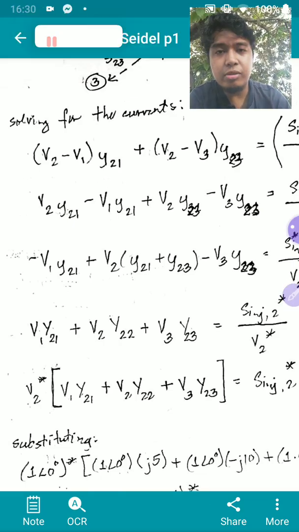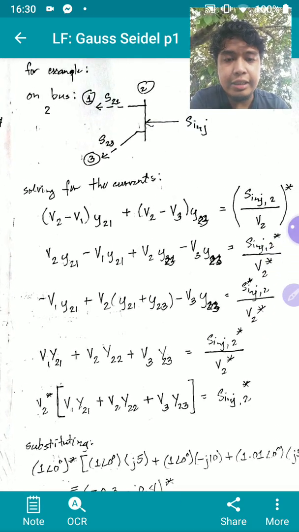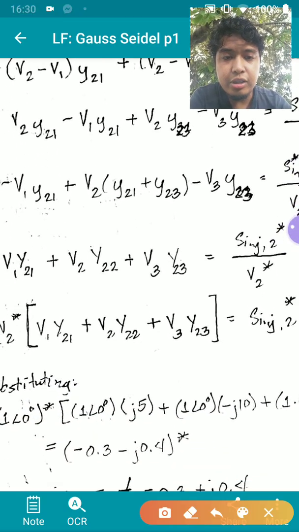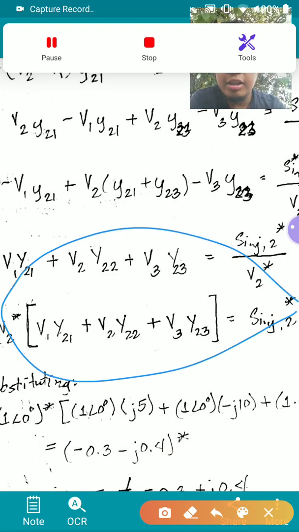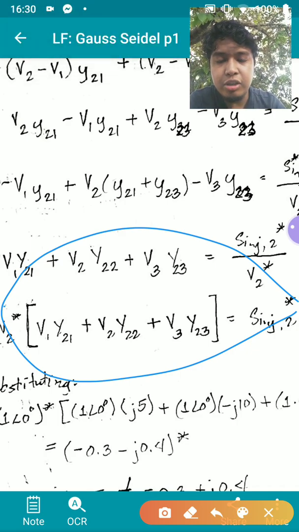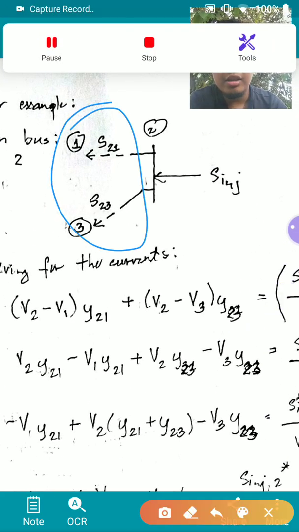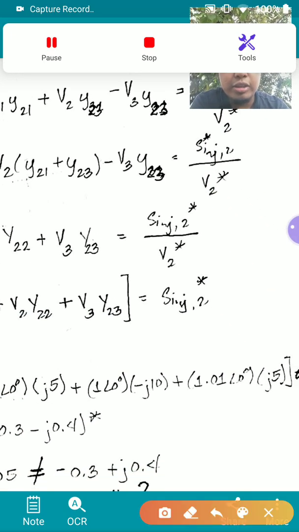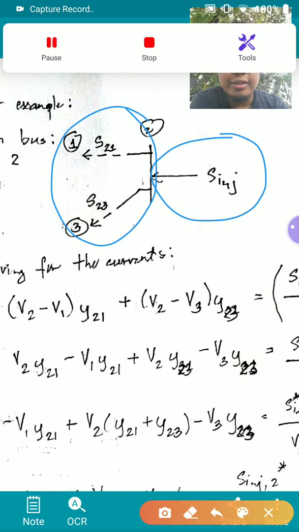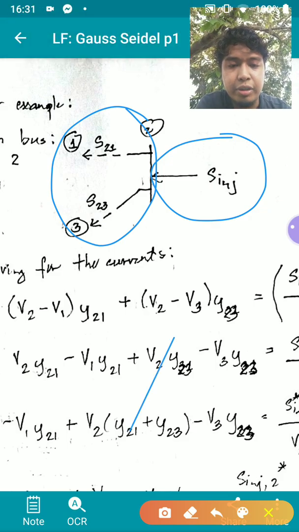So what I'll be showing you is the solution for Gauss Seidel. This is how you do Gauss Seidel. Well, first let's solve for the value of this equation. What we are saying here is that the voltage conjugate of bus 2 times the total current is equal to the power injection. So that's basically like your KCL, but instead of currents, it's in terms of voltage and power, apparent power.